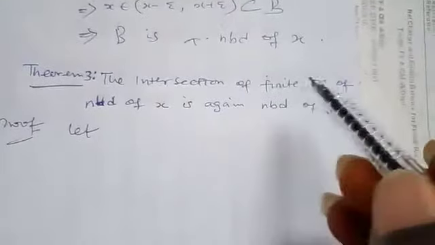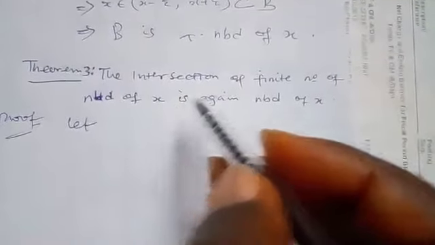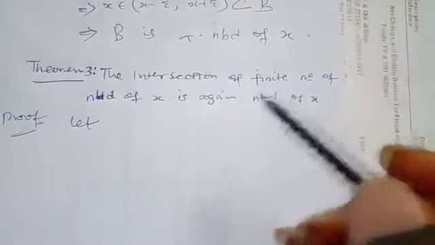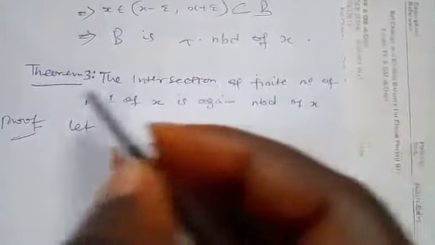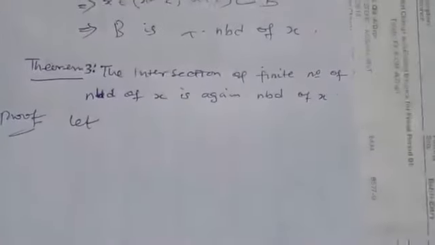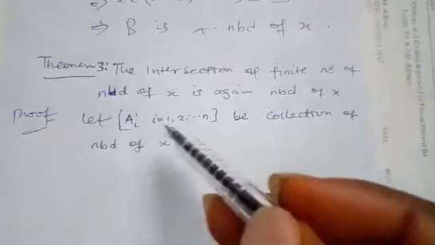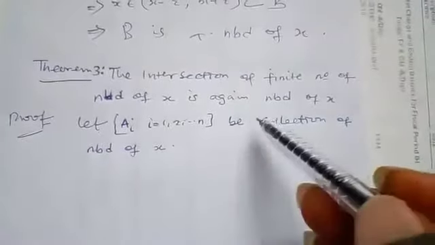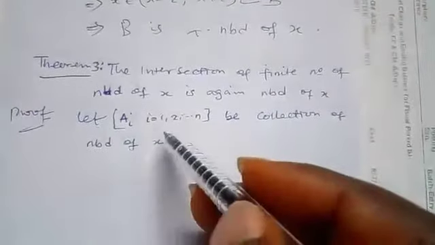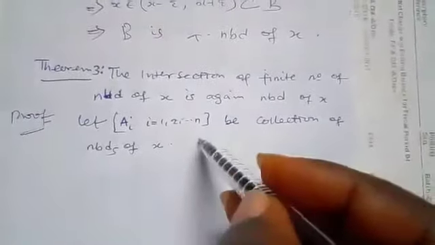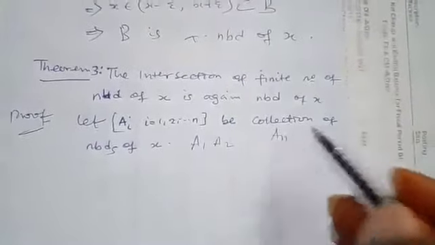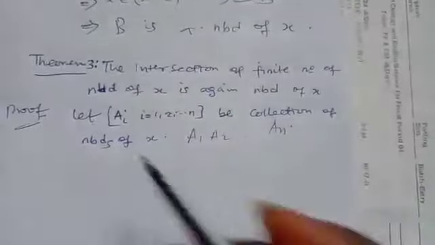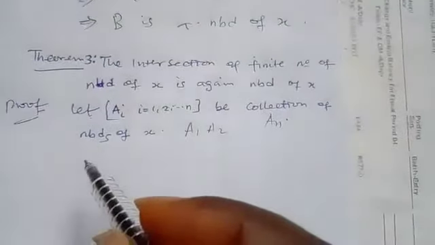So we have our theorem 3: the intersection of a finite number of neighborhoods of S is again a neighborhood of S. So we want to prove it. We start by gathering many neighborhoods of S. So we start by saying, let Ai be a collection of neighborhoods of X. Ai simply means A1, A2 up to An. Let's assume that all of them are neighborhoods of S.